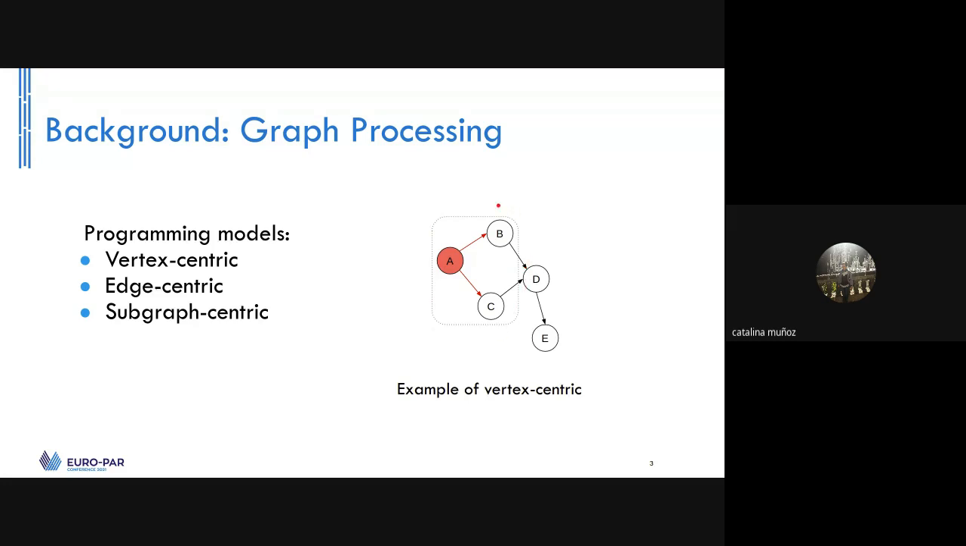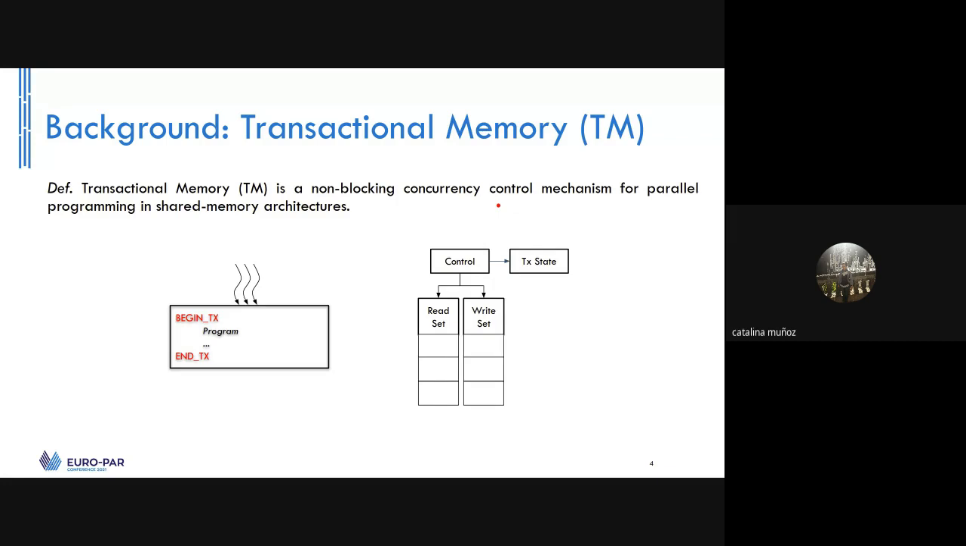Because the idea is to operate several vertices at a time, there is potential conflict that can occur within the neighboring area of each vertex. So because I can't predict in which order the vertices are going to be processed, I have some irregular behavior that I need to be able to handle optimally. So for the particular case of shared memory architectures, our proposal is to use transactional memory.